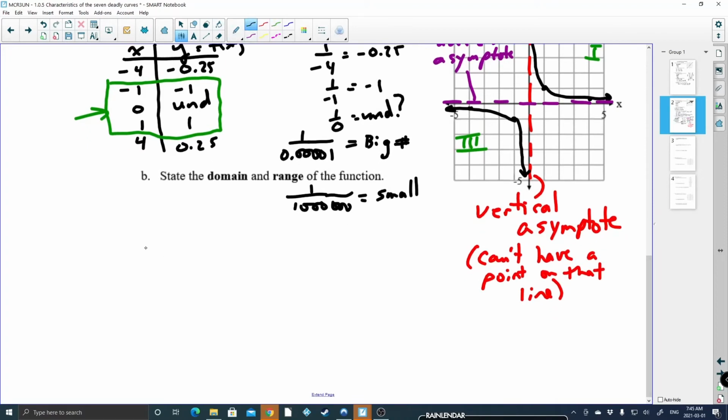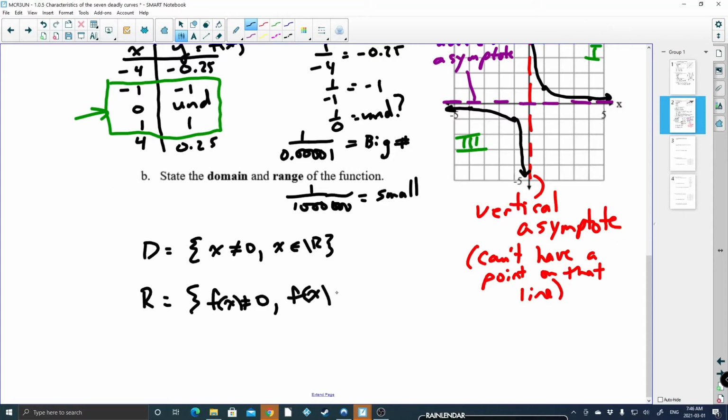So to state the domain, we have to say that the graph exists everywhere, but it does not exist on the y-axis, which is x equals 0. So we basically just say that x can't equal 0, but x can equal any other number besides that. And for the range, we're going to say that f of x also can't equal 0, but f of x exists everywhere besides that. And that's your domain and range.